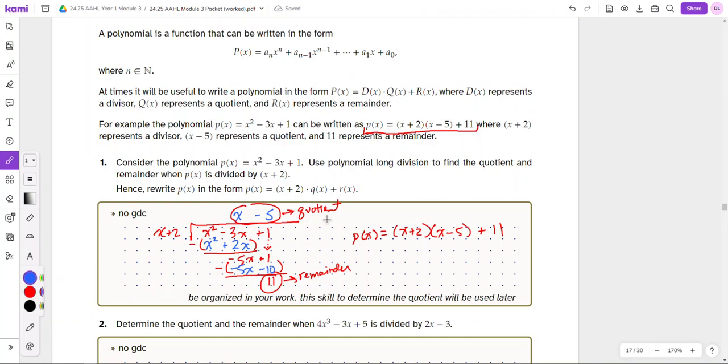If we wanted to check to see if we had the information correct, we could certainly distribute and verify. So we have x times x, that's going to be x squared. X times negative 5, that's negative 5x.